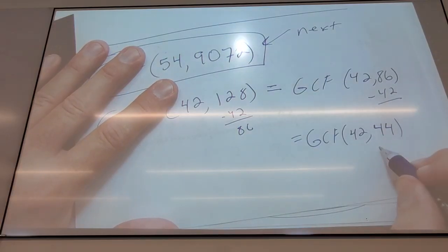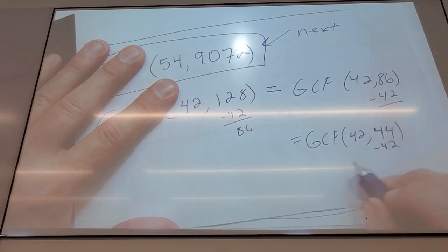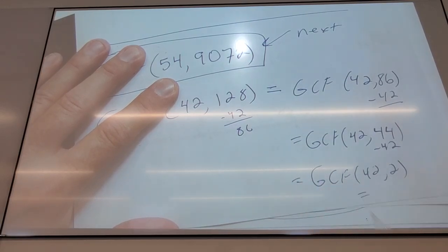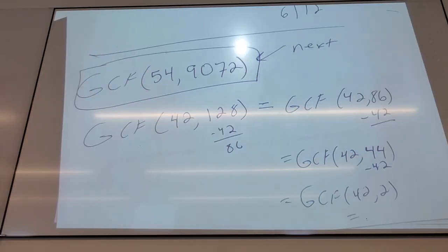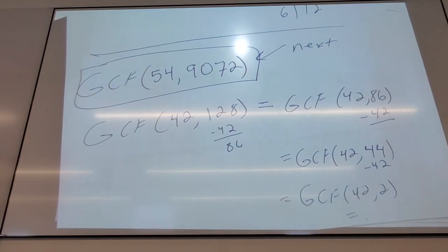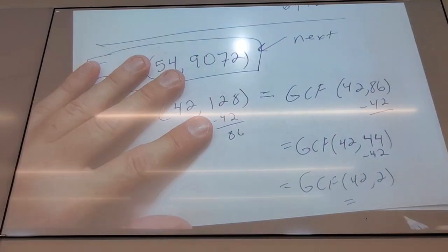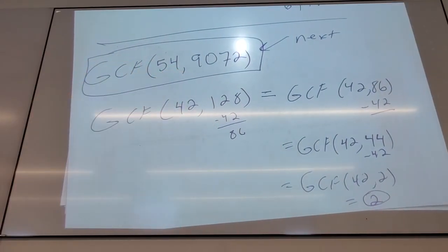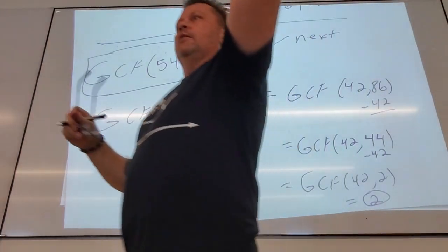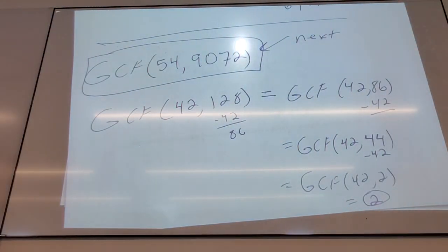And if you want to do it again, you could do it again. And you got 42 and 2. But what obviously is the answer? What's the biggest number that goes into 42 and 2? 2. Isn't that nice? Because the only thing that could really make these problems difficult is if I make the numbers big. Well, now I've given you a way to knock the numbers down.